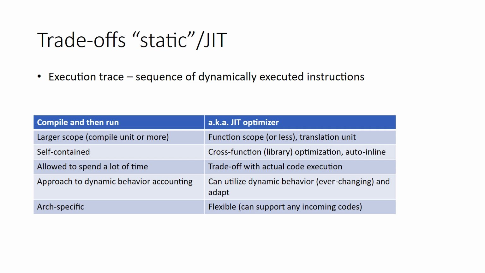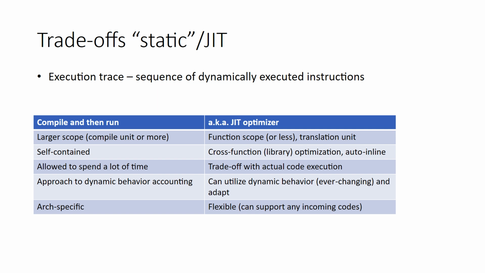Another thing which plays to the benefit of the JIT optimizer is its ability to account for dynamic behavior and adapt to it. So we discussed how compilers can approach this, doing profiling runs and doing a second round of optimizations according to the dynamic profile. But JIT optimizers can profile as many times as they want to and thus adapt to ever-changing behavior.